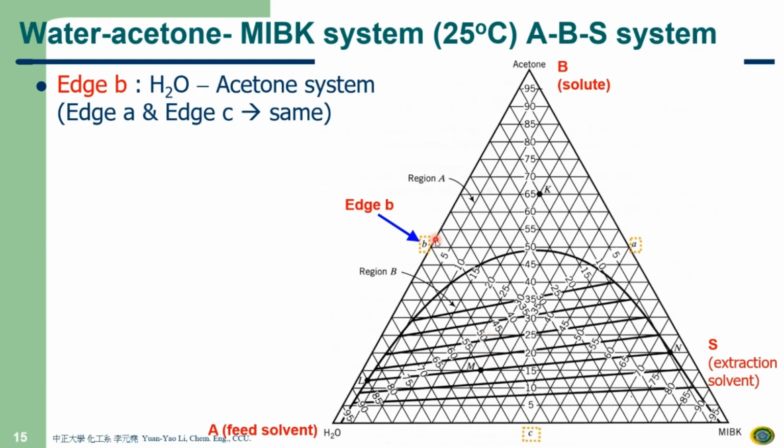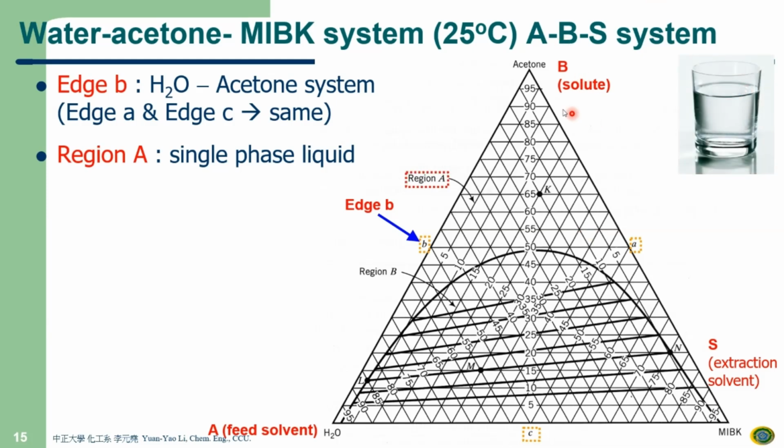So this is HB here. And then region A: what is region A? Region A is this part. Region A is only a single phase. According to different proportions of A, B, and S, you have only one single phase. Like this, if you put a point K here, with a molar fraction of A, a molar fraction of B, and a molar fraction of S, that will be only one phase.